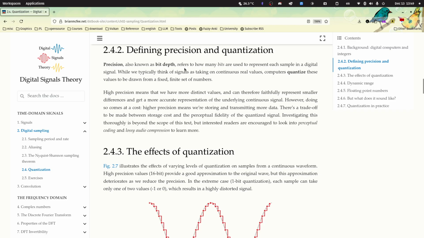Because of sampling, we only quantize the time dimension. We don't actually quantize the signal's value, but even for the signal's value, computers don't have infinite precision, so they need to do something with it. High precision means that we have more distinct values, which can therefore more faithfully represent smaller differences. However, doing so comes with the cost of more data, basically.